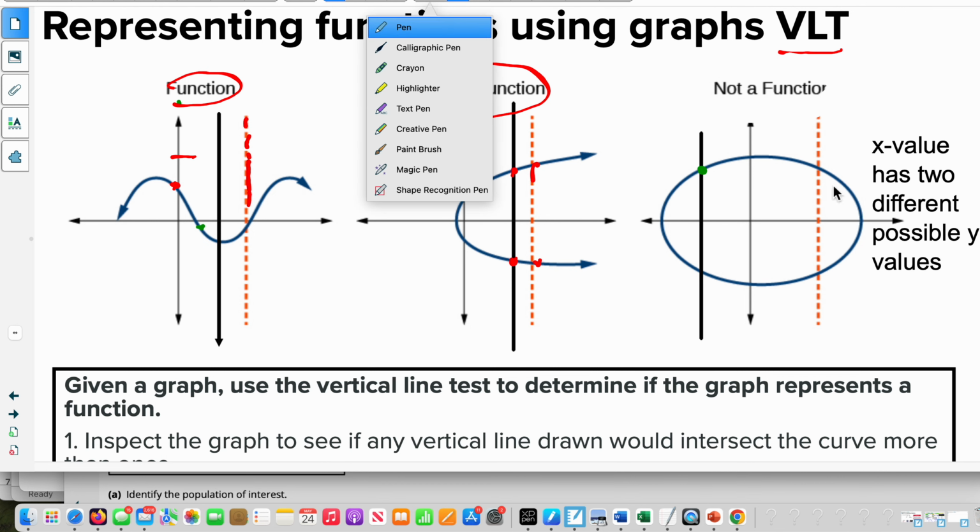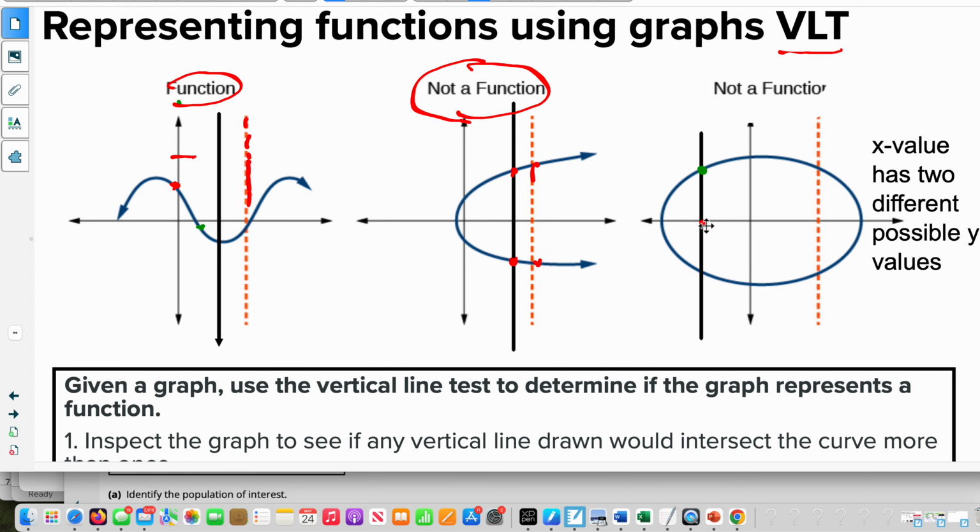Same idea, because if I take this vertical line and use that to test whether it goes through more than one point. Yeah, it does. Okay, the x value has two possible points, right? So let's say that this input here is 1. I would input 1 and my output up here is, let's say, +3 and -3. I have two different values for the same input.